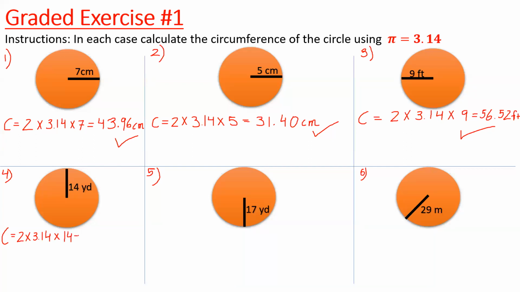That's going to be equal to 87.92 yards. Very good. How many persons got that? I got that, Mr. Petit. All right, very good. That's 4 out of 6.